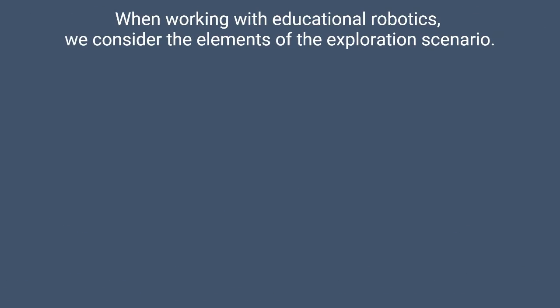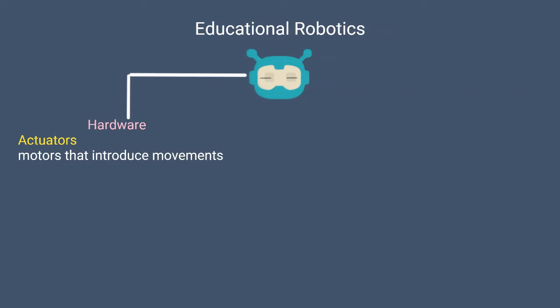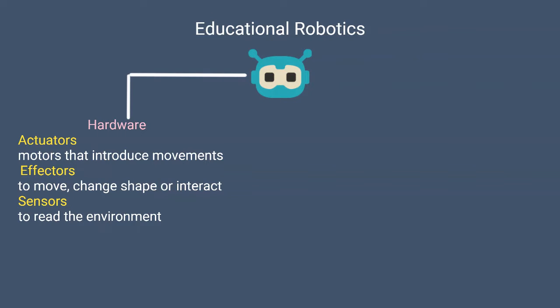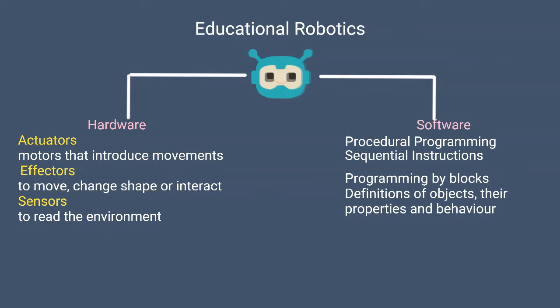When working with educational robotics, we consider the elements of the exploration scenario. The hardware of educational robotics consists of three components. Actuators are the motors that introduce movements. Effectors are the devices that enable robots to move, change shape or interact with the environment. And sensors are used to read the environment, for example, to recognize an obstacle. The software of educational robotics can be through procedural programming and sequential instructions, or programming by blocks and by defining objects, their properties and behavior.